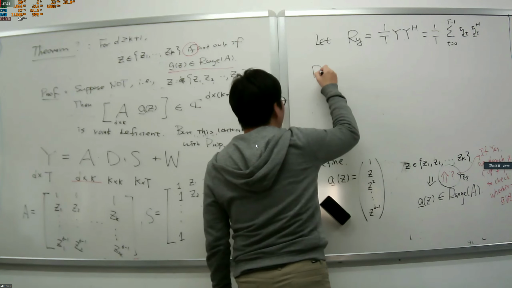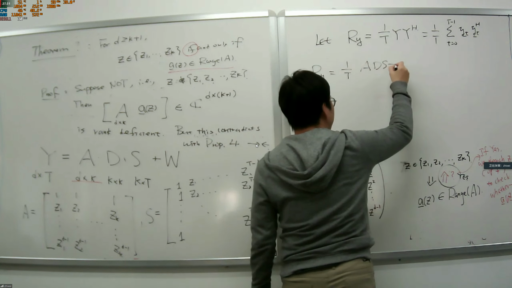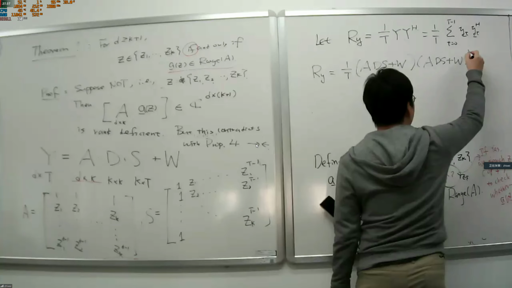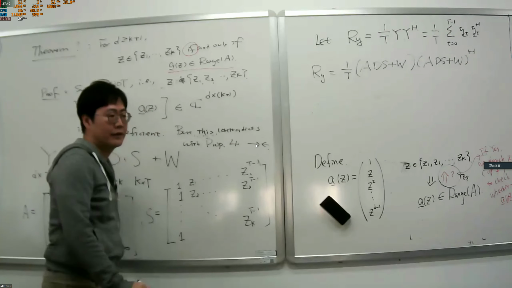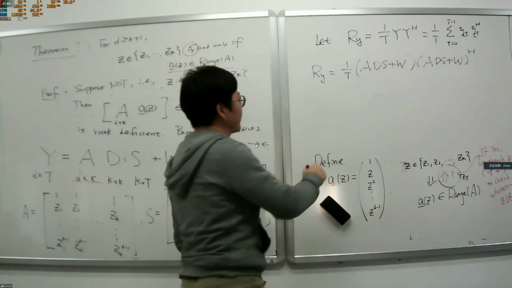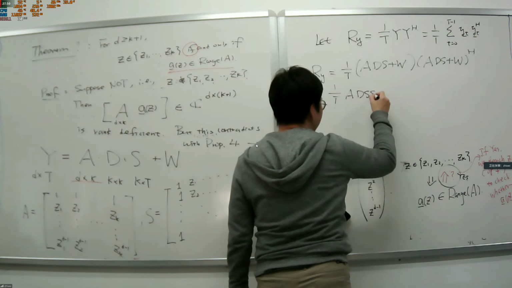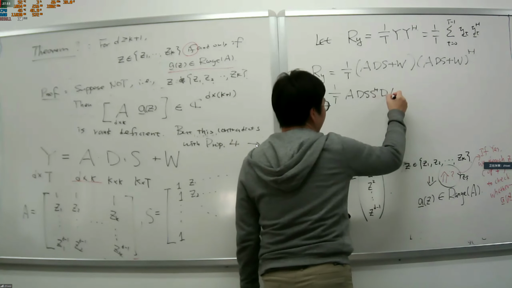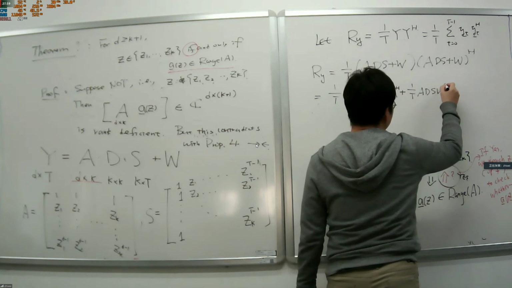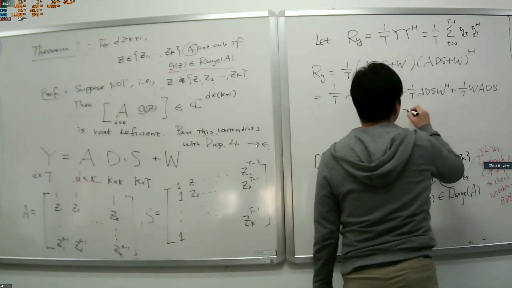So Ry is 1/T (ADS plus W)(ADS plus W) Hermitian. This will give us 1/T ADSS Hermitian D A Hermitian plus 1/T ADSW Hermitian plus 1/T W ADS plus W.